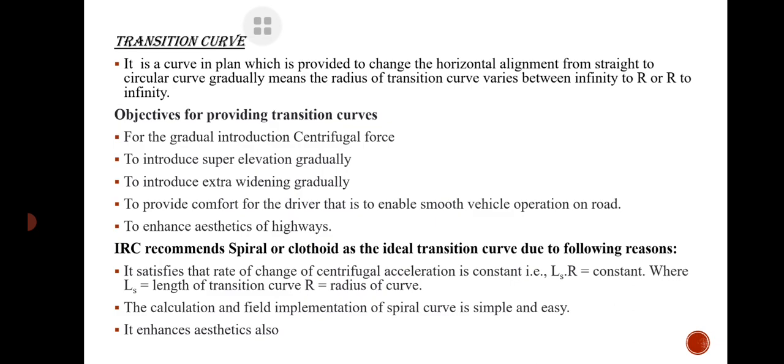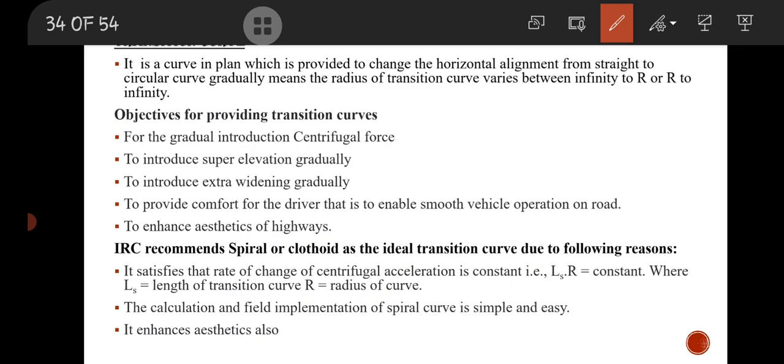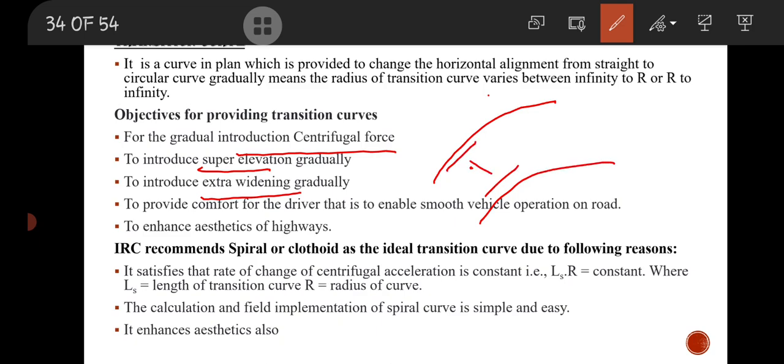Then coming to the transition curve. As we have already gone through the definition, now coming to the objective of the transition curve. The objective of the transition curve is gradual introduction of centrifugal force, introduction of super elevation, and introduction of extra widening. Extra widening means in a curve we provide extra width of the road compared to the existing width, because during turning the rear end of the vehicle will not follow the front end of the vehicle.